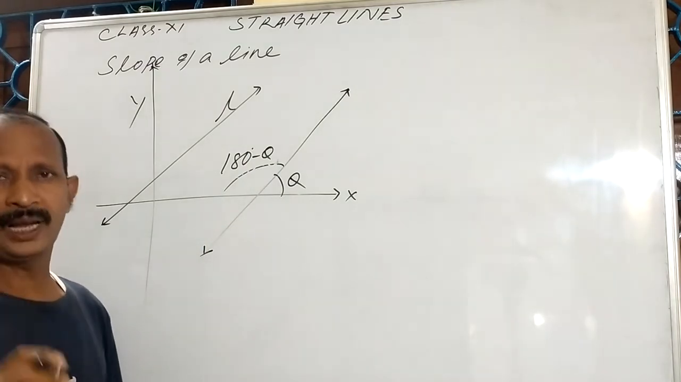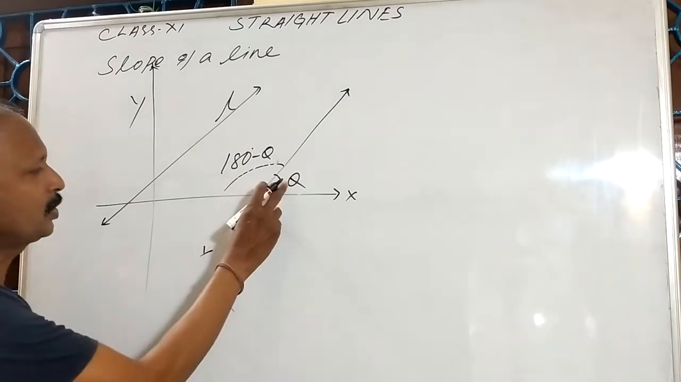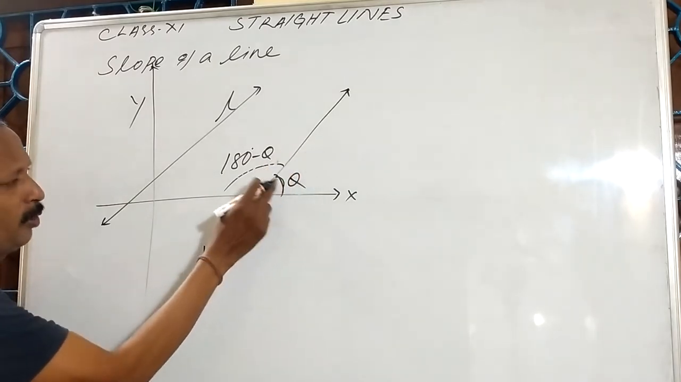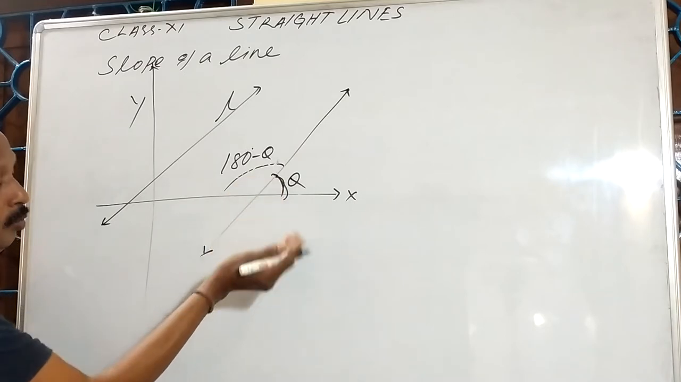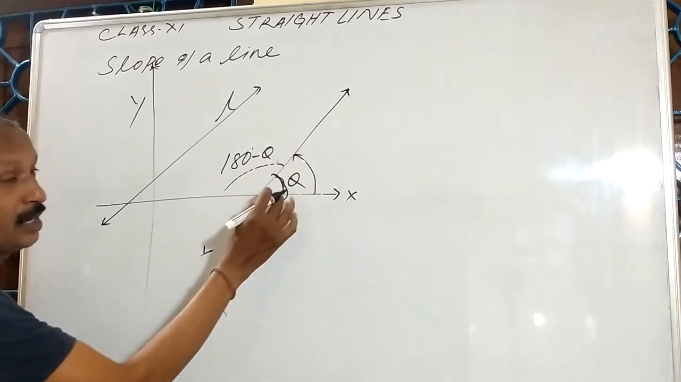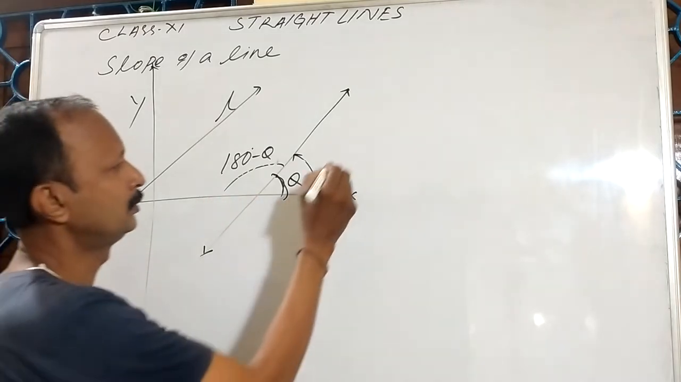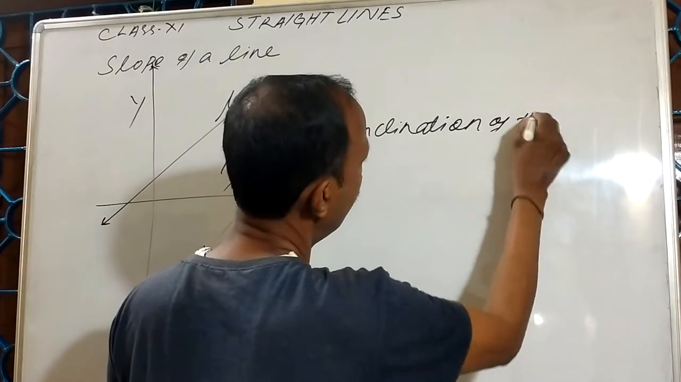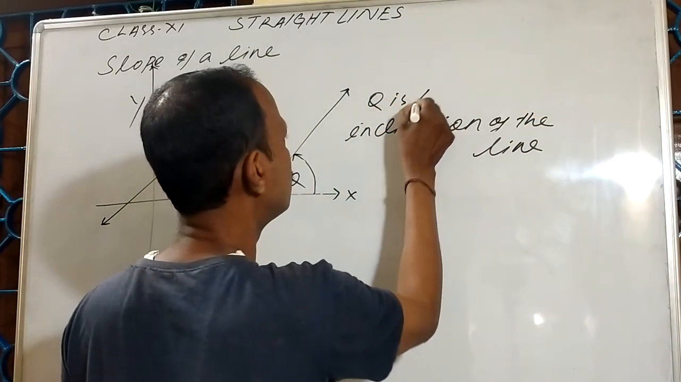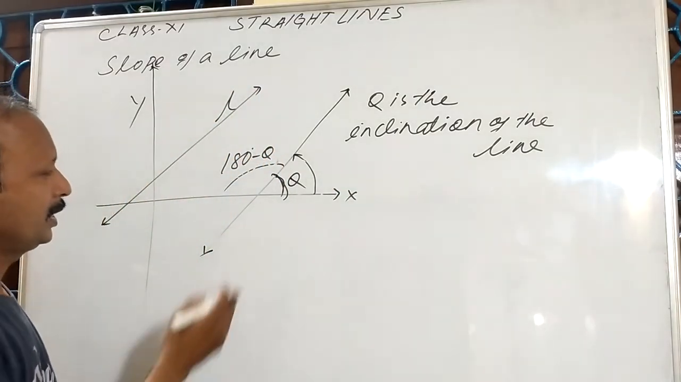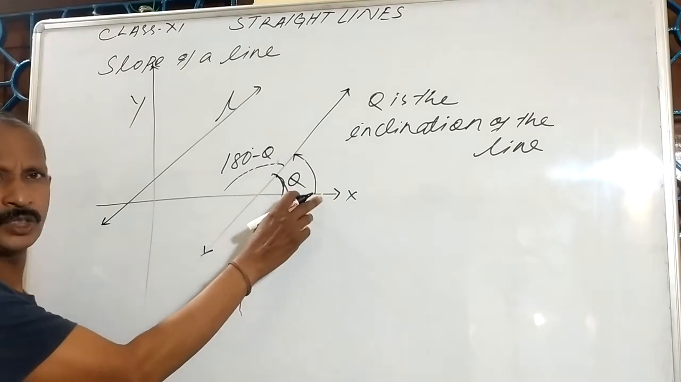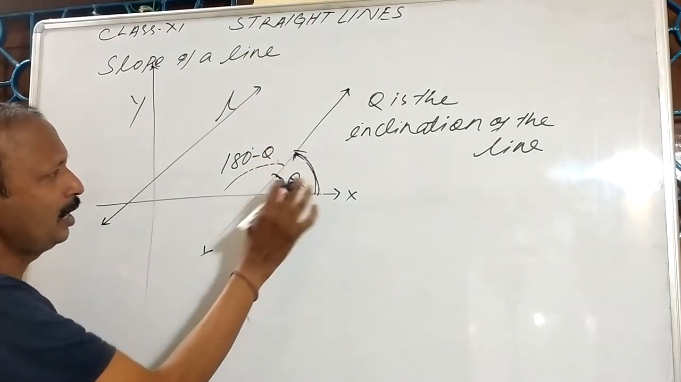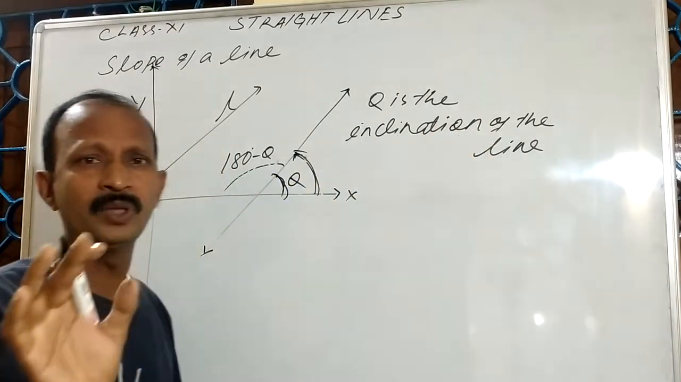That means if I draw a line in a coordinate plane, it makes two angles with the x-axis. The angle theta, which is made with the positive direction of the x-axis, this angle, what we can measure in anti-clockwise is called inclination of the line. Here theta is the inclination of the line. That means the angle made by the line with the positive direction of the x-axis, which is measured in anti-clockwise, that angle theta is the inclination of the line.